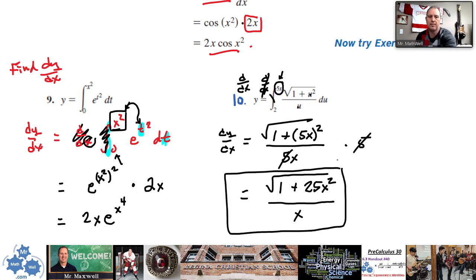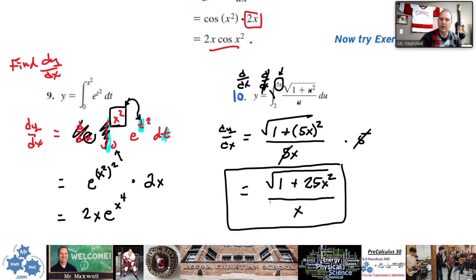Okay, so let's double check that. All right, so that is indeed the correct answer for number 9 and 10. So yeah, fundamental theorem of calculus. It's technically part 1. The derivative of an integral counteracts, it cancels each other out.